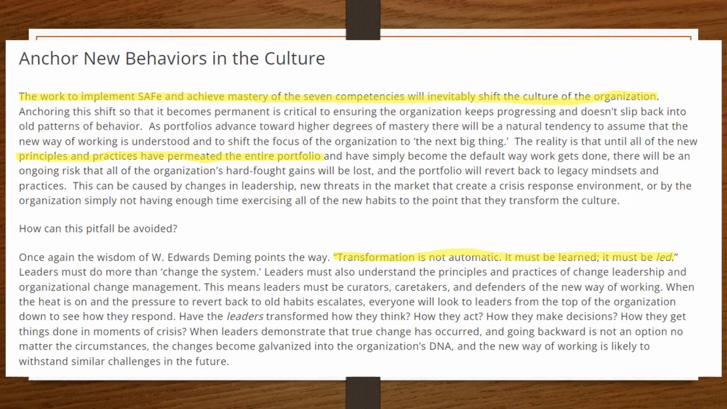So it's a transformation. It's not automatic. It must be learned. It must be led actually, right? Leaders must do more than changing the system. Leaders must also understand the principles and practices. They have to go through the organizational change management areas. So it's not only the start of the implementation. You instill that new behavior and live with that. You need to ensure that the entire portfolio is permeated with that.